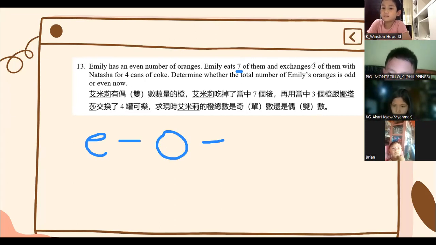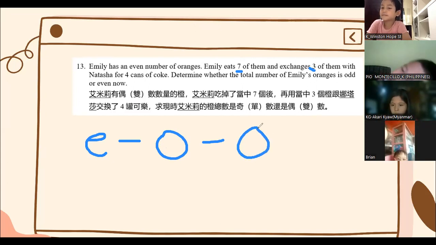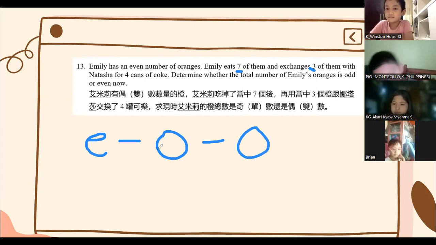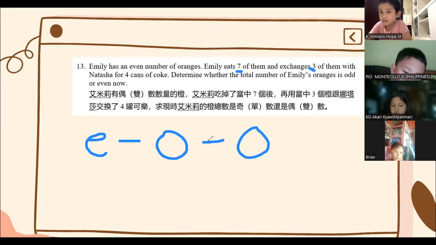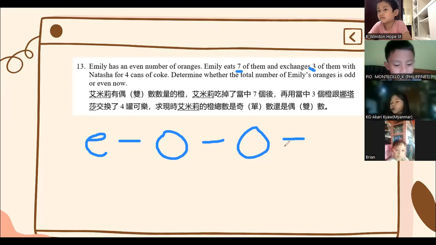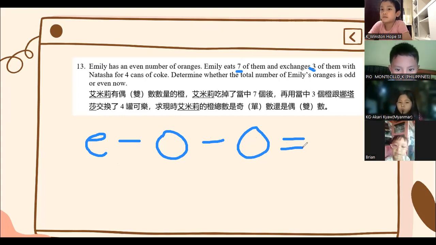What kind of number again is 3? It's also an odd number. Very good. So our expression would look like this. From even, you're going to subtract an odd number, and you're going to subtract again another odd number, and finally, what would be the total number of Emily's oranges now? Even. Why?